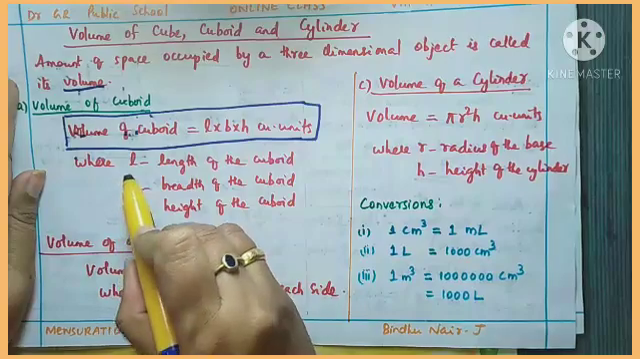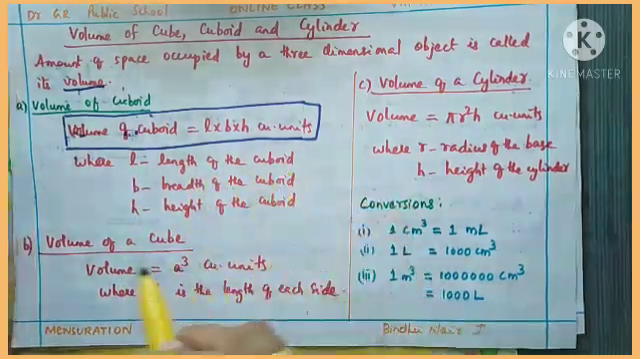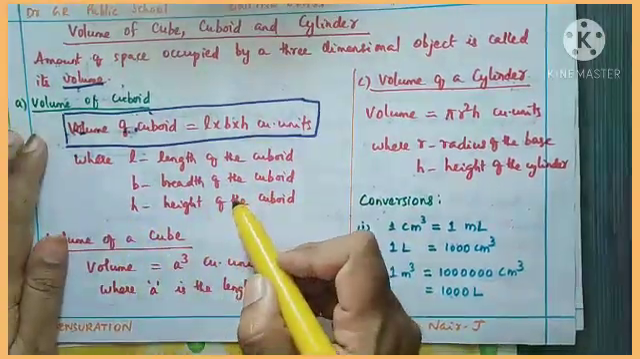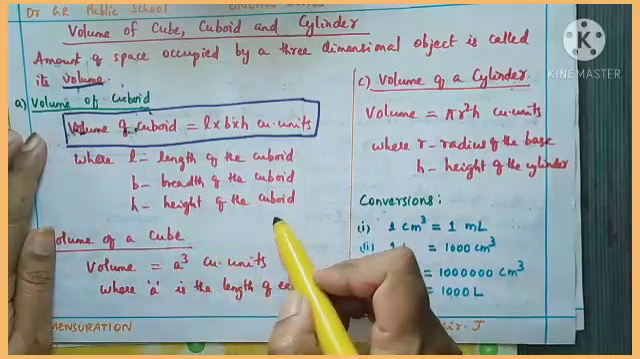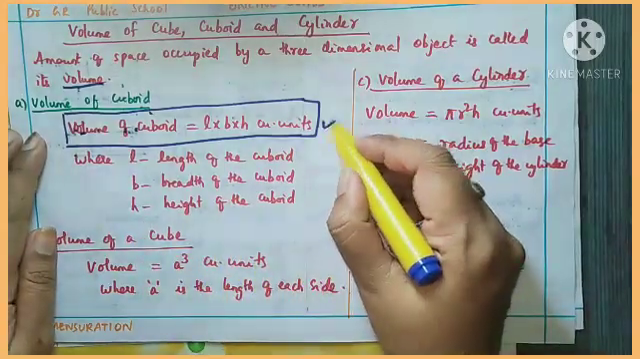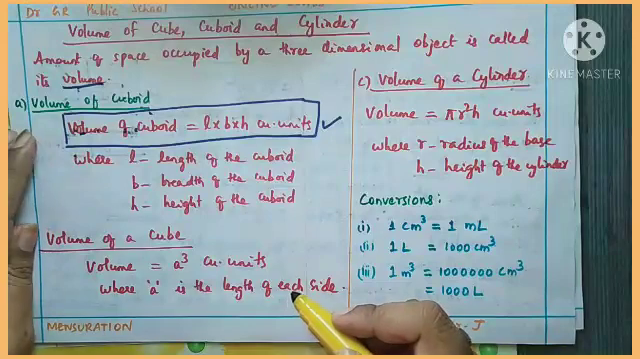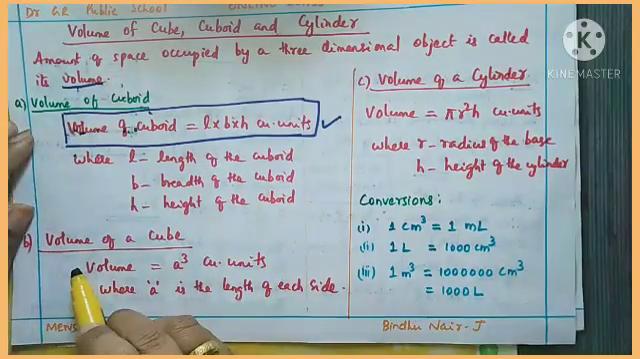So here L means length of the cuboid, B means breadth of the cuboid and H height of the cuboid. Okay, so this is the formula for finding volume of cuboid.